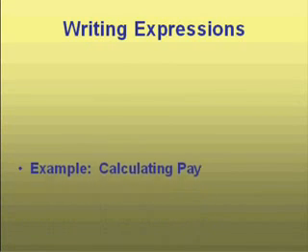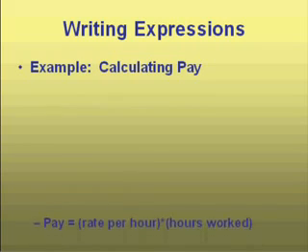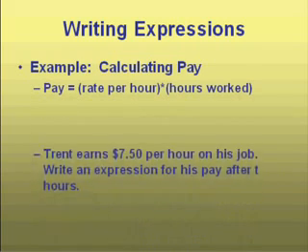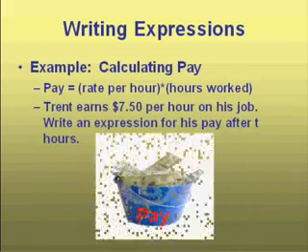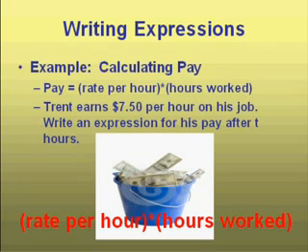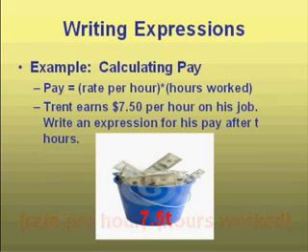Example: calculating pay. Pay equals rate per hour times hours worked. Trent earned $7.50 per hour on his job. Write an expression for his pay after T hours. If we let this bucket of money equal Trent's pay, then we see by the equation above the pay is equal to rate per hour times hours worked. Substituting in $7.50 per hour and T for hours worked, we see the pay is equal to 7.5 times T.